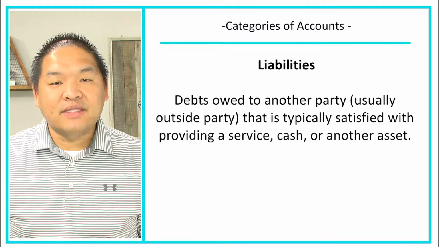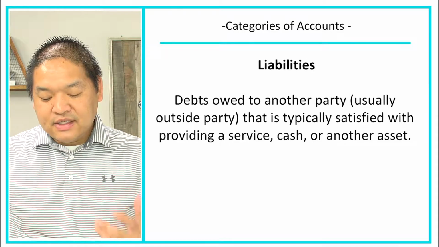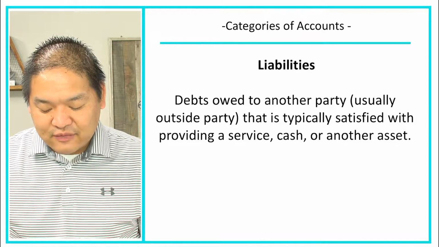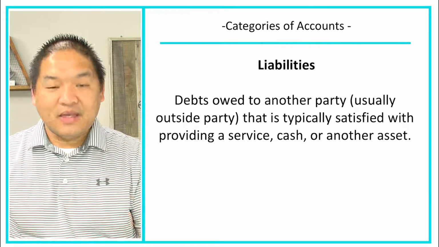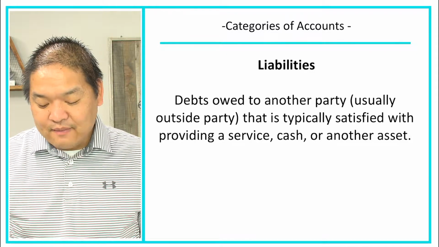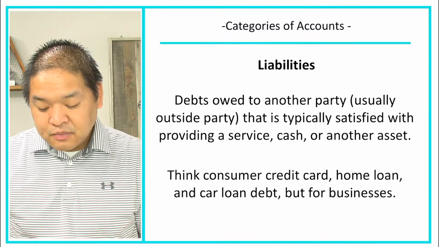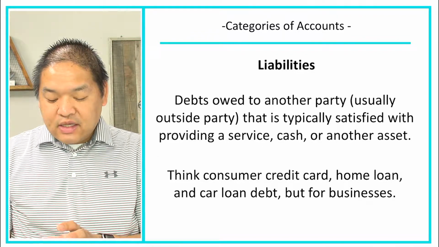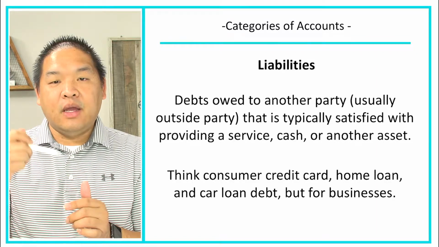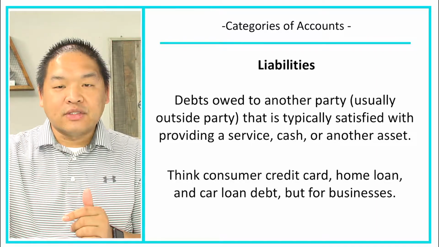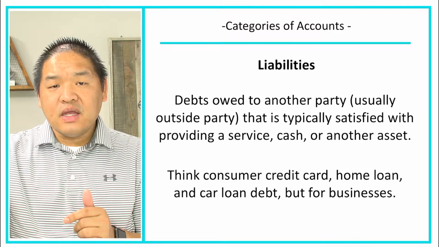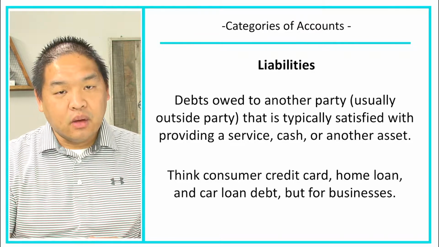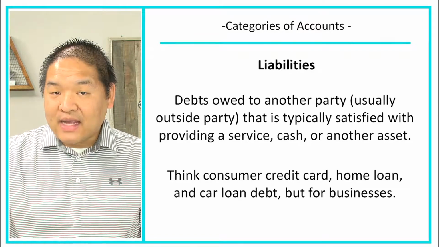Now, talking about liabilities, liabilities are pretty simple to understand here. These are debts owed to another party, usually an outside party, that is typically satisfied with either providing a service, cash, or another asset. Think about a consumer credit card, a home loan, or a car loan debt, but for businesses. So liabilities are what a company owes to someone else. And the way that they satisfy it is not always through cash. So sure, if they took out a bank loan, they would have to pay the bank back in cash.